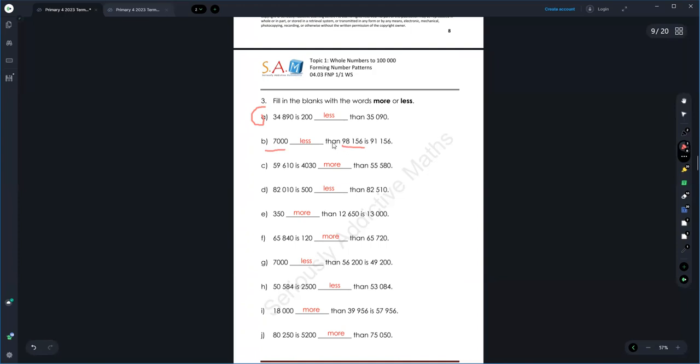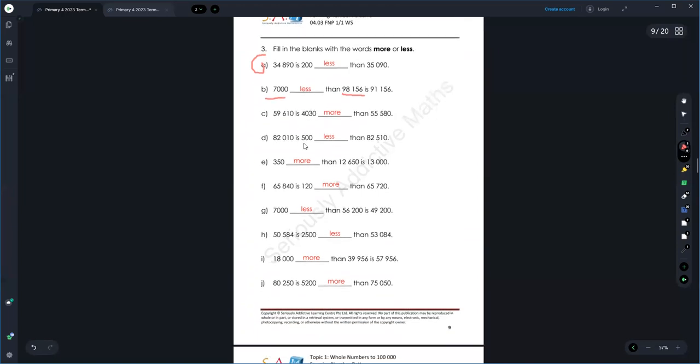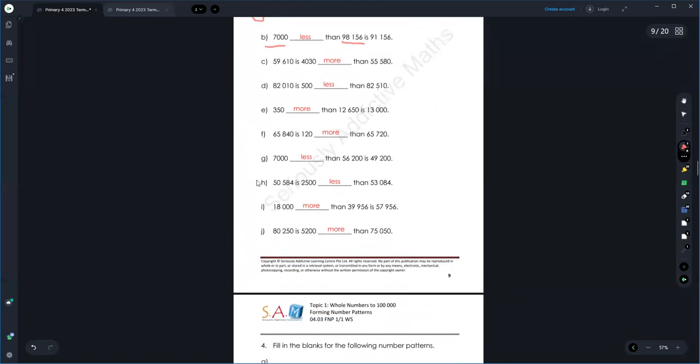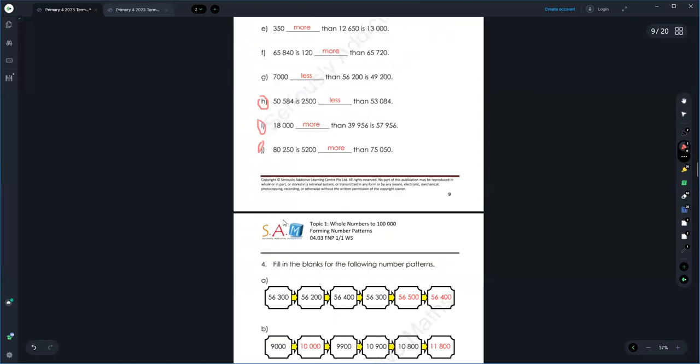Okay, so again, this one you can actually compare these two numbers. 98,000. If it is more, then it'd be way more. 1,556 plus 7,000, isn't it? So it should be minus 7,000. So work a few questions, and once you're comfortable that they're able to do this on their own, you can get them to do it on their own.